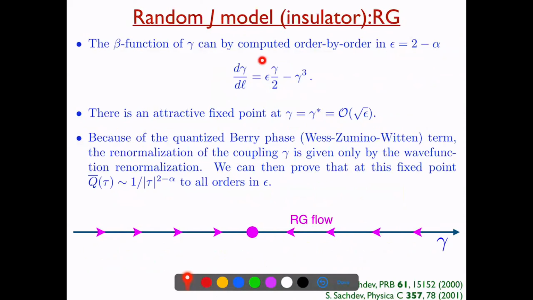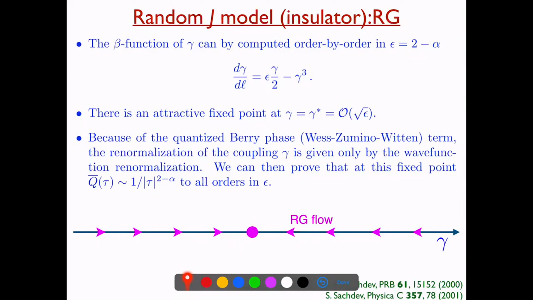And if you look at this equation, you find that it has a fixed point at some value of gamma equals gamma star, of order square root of epsilon. So that's great. Now this kind of RG flow is not really analogous to the Kondo problem, where the J or the gamma just flows to infinity. This is more analogous to the multi-channel Kondo problem. And that's a generic property of these Bose problems. They actually look more like the multi-channel Kondo problem.